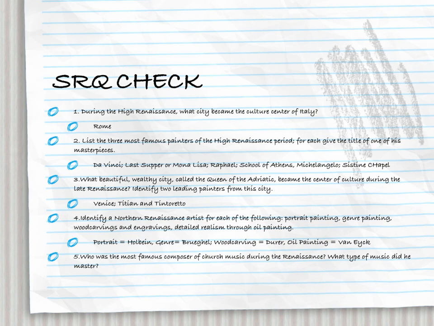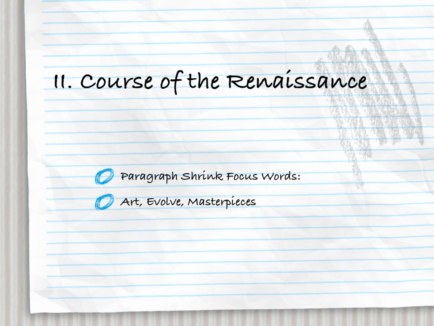Who was the most famous composer of church music during the Renaissance, and what type of music did he master? That would be Palestrina and polyphonic music. Okay, here are your focus words: art, evolve, masterpieces.